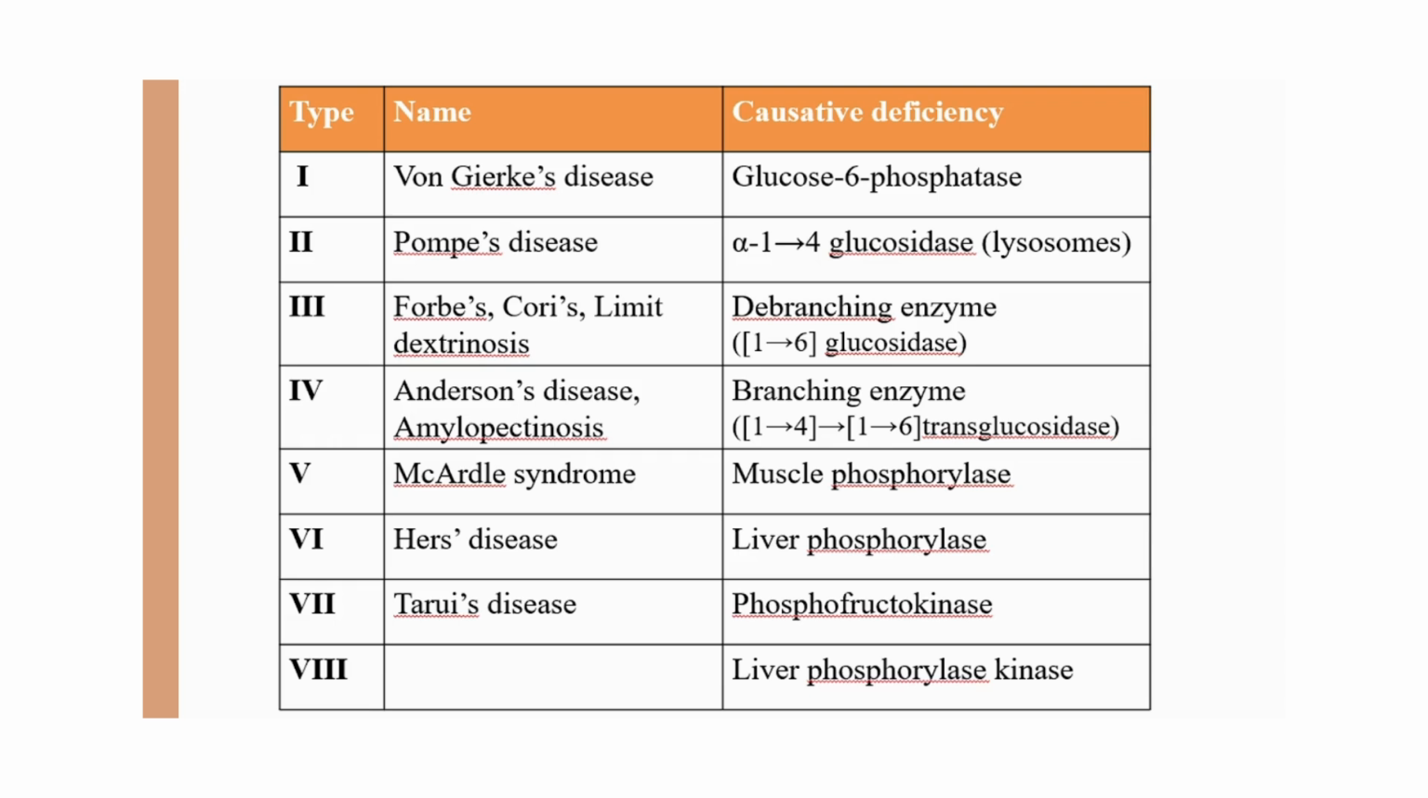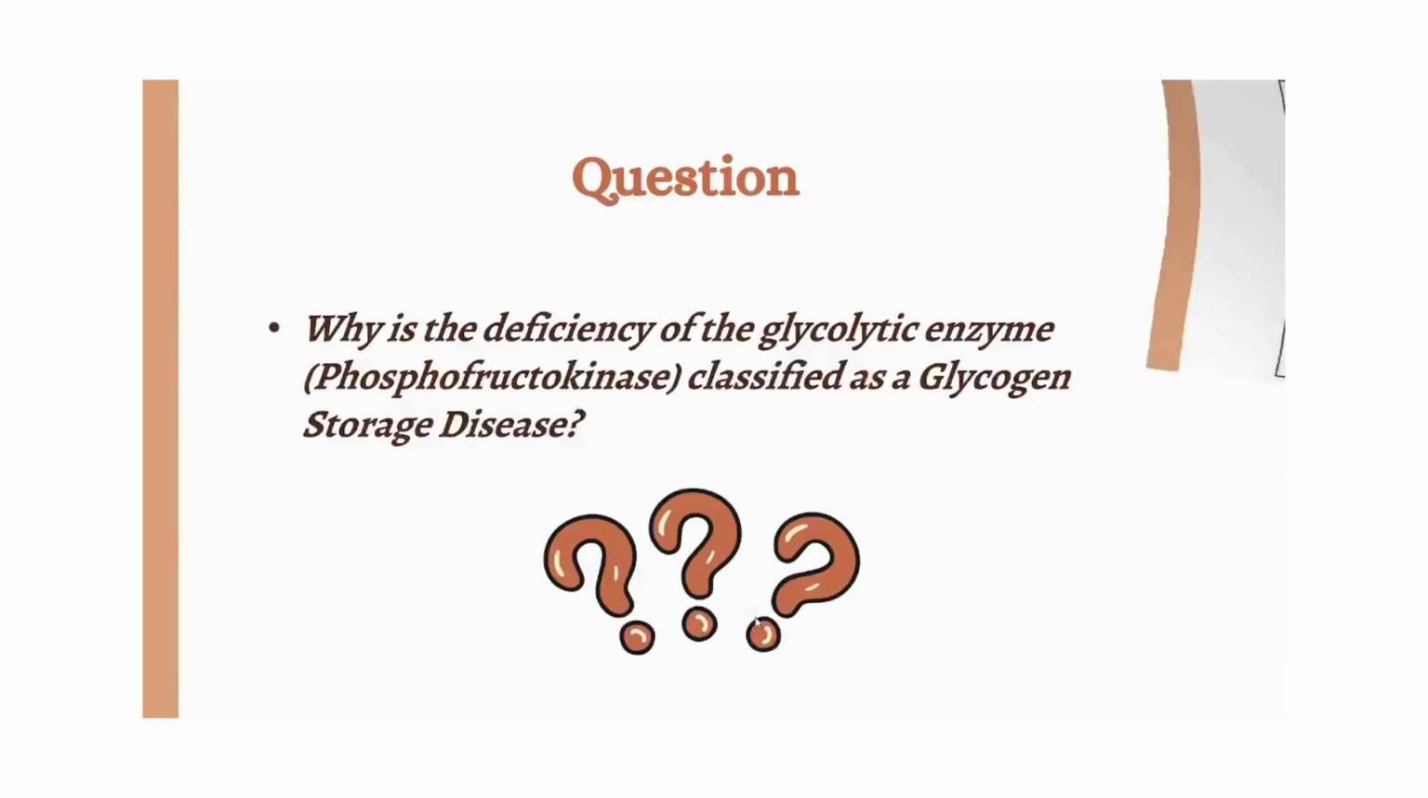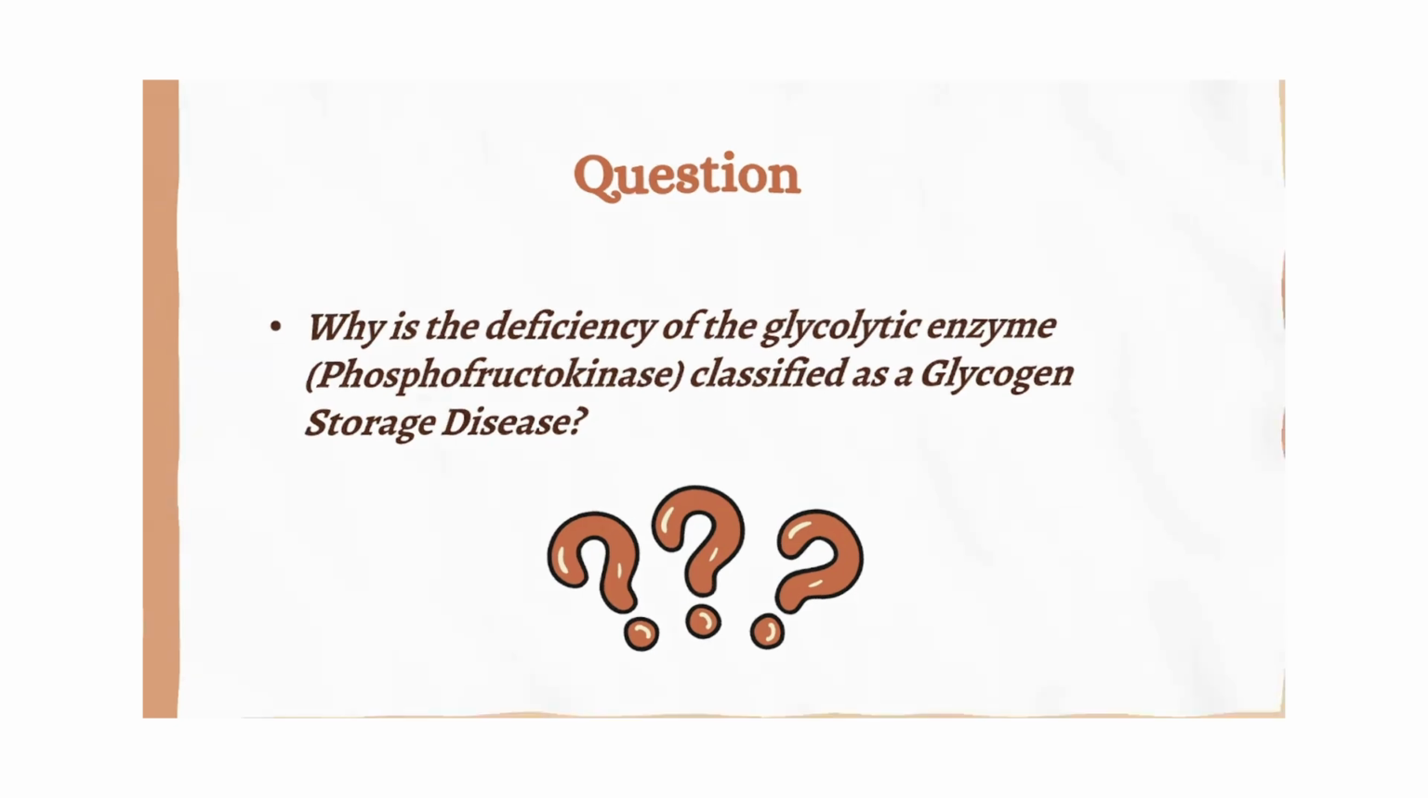A question for you regarding the seventh type, Tarui disease, due to deficiency of phosphofructokinase. Why is the deficiency of the glycolytic enzyme phosphofructokinase classified as a glycogen storage disease? This concludes our talk.